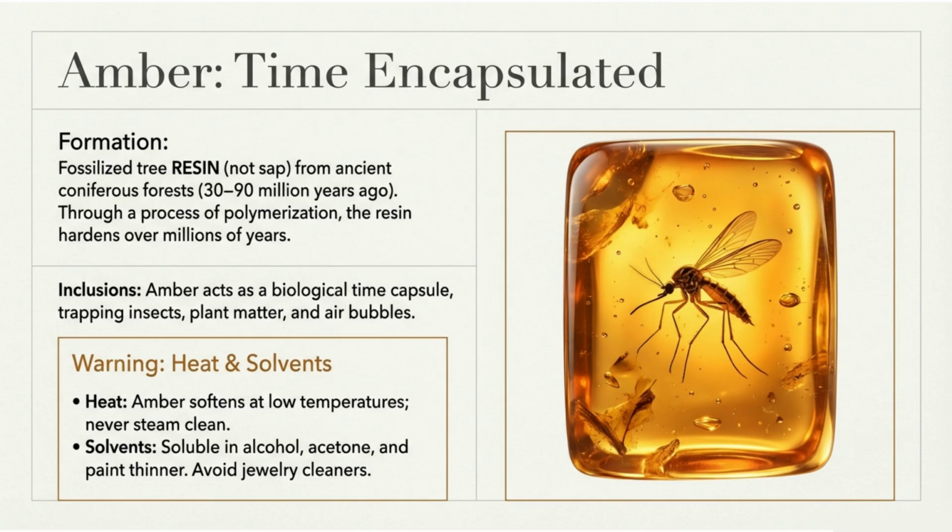Jurassic Park made it famous. Gemology makes it real. Warnings. Heat and solvents. Heat: amber softens at relatively low temperatures. Never steam clean amber jewelry. Solvents: it is soluble or damaged by alcohol, acetone, and paint thinners. Many commercial jewelry cleaners will destroy its surface. If a client's gemstone comes out of an ultrasonic cleaner sticky and smelling like pine, guess what? You just rediscovered its resin origins. We'll see that in a scenario later.